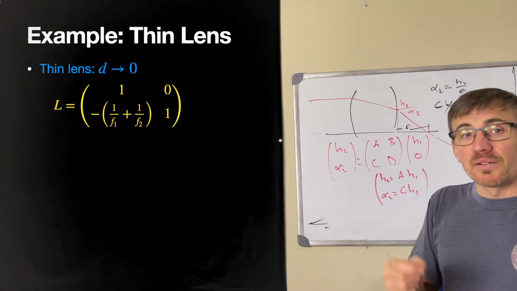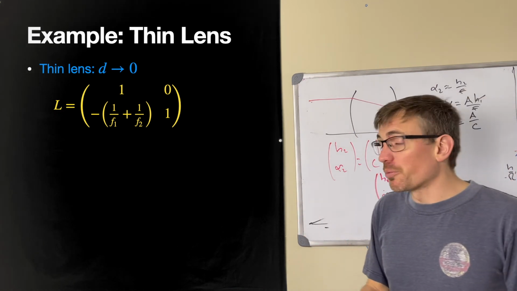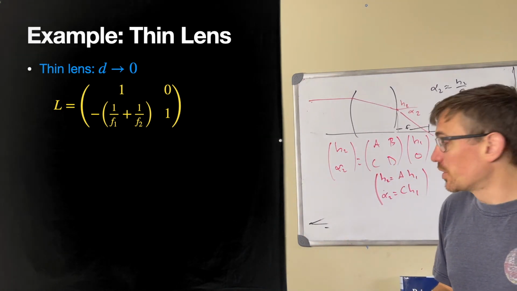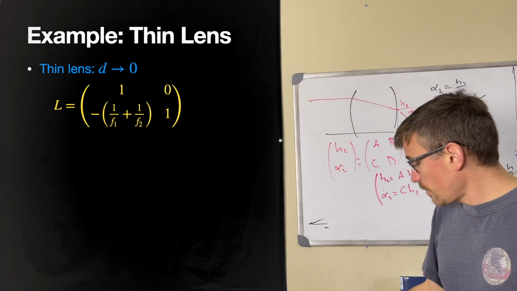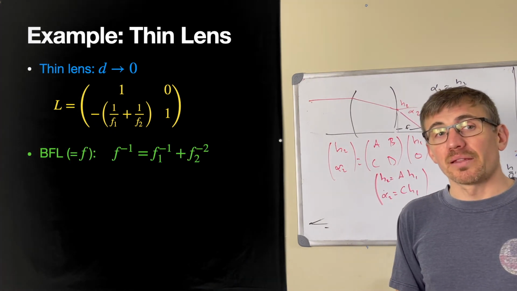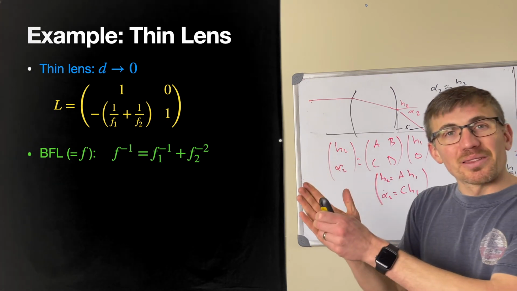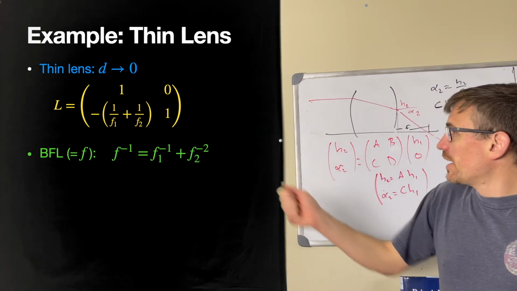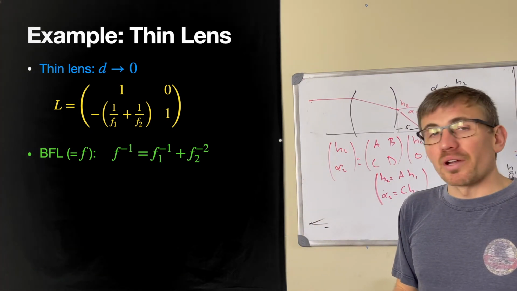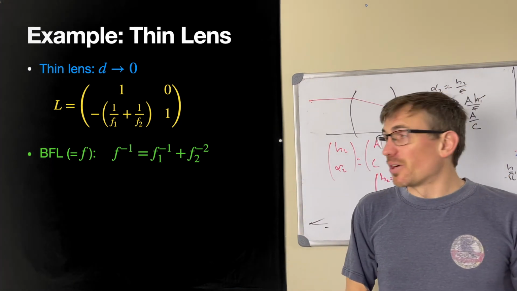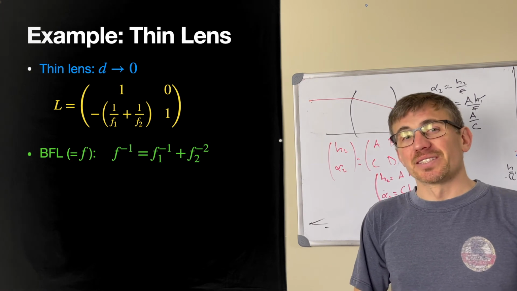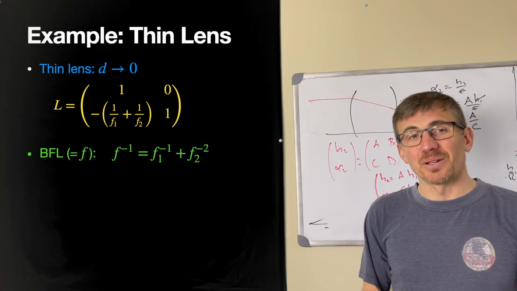We can get it directly from this matrix that we get from multiplying everything out with D equal to 0. And we see we have a new focal length here, a back focal length, which is the same as a focal length if the thickness is 0, given by 1 over that focal length is 1 over f1 plus 1 over f2. Lenses or surfaces, it turns out, add like resistors. They add in the inverse. That's kind of a neat result here.